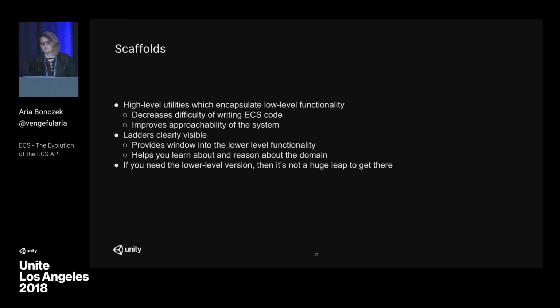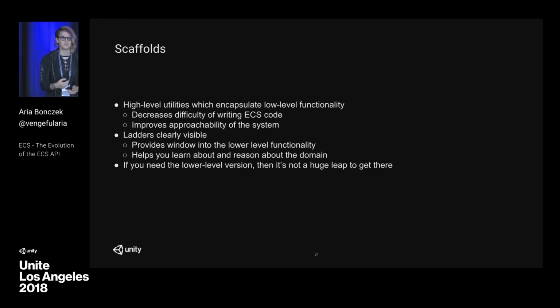So this brings up the idea of something called scaffolds, which is kind of the pinnacle, kind of the cornerstone by which we're designing the ECS API. Scaffolds are high-level utilities, like IJobProcessComponentData, that encapsulate the low-level functionality. This decreases the difficulty of actually writing your code, and you can get up and running faster with ECS. But all of the ladders are clearly visible.